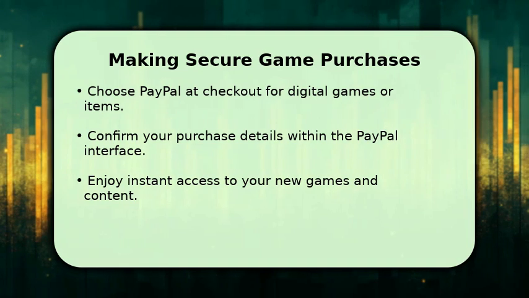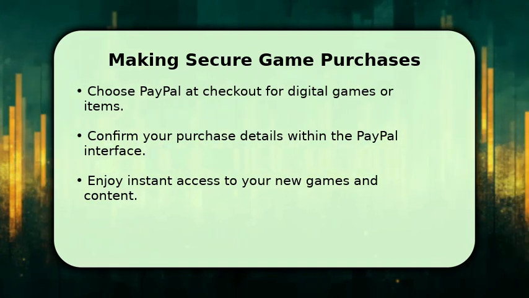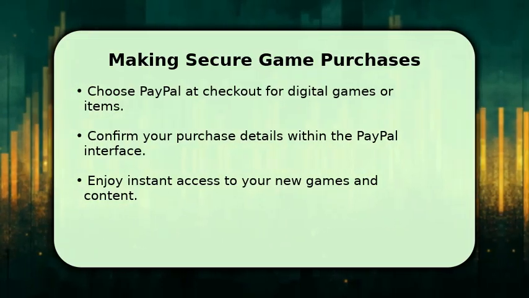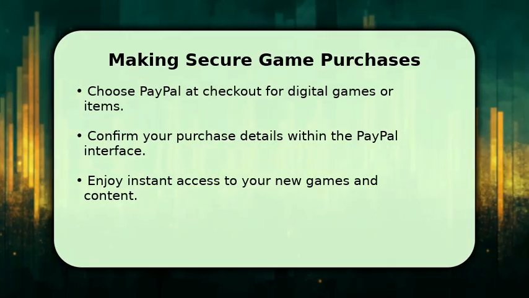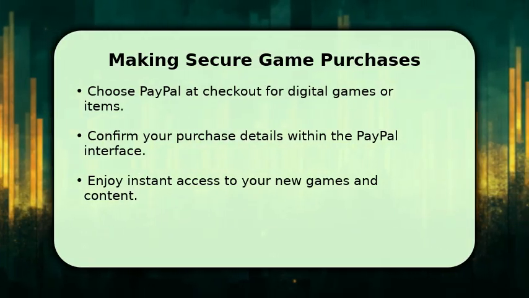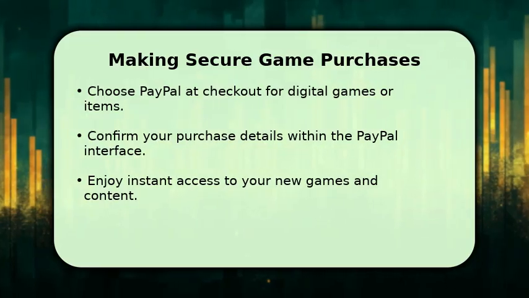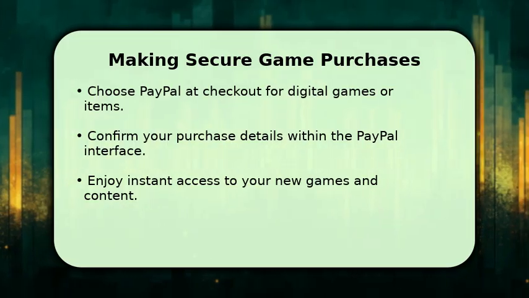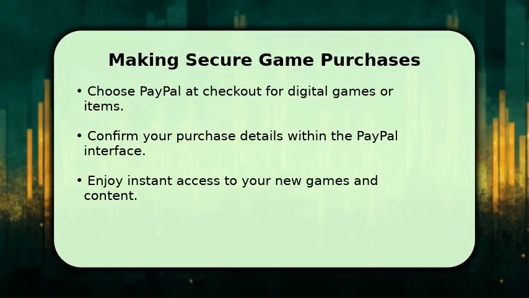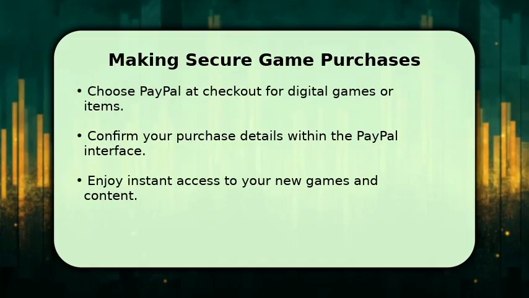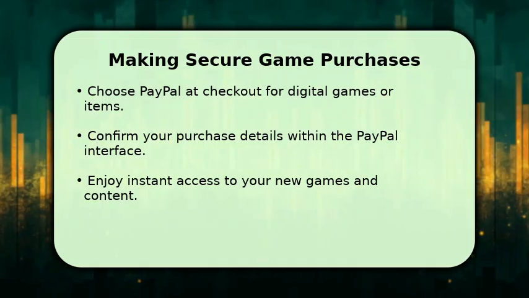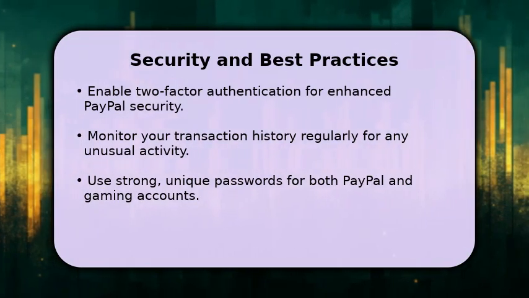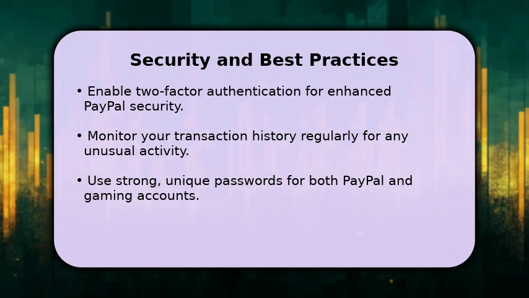Once your PayPal account is linked, making purchases becomes incredibly simple. When you are ready to buy a new game, an expansion pack, or in-game currency, proceed to the checkout page. Select PayPal as your payment method. You might be prompted to confirm the transaction directly through a PayPal pop-up or redirection, ensuring an extra layer of security. After confirmation, the purchase is usually processed within seconds, and your new content will be available for download or use immediately.